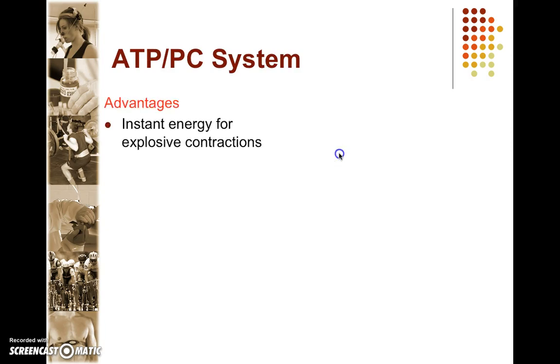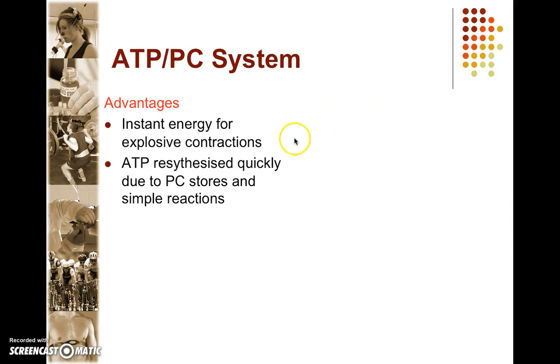And then we have some advantages to it. So instant energy for explosive contractions. So that happens really quickly. The ATP Pc system, that happens really quickly. We don't need to wait for oxygen for any chemical reactions to take place to have energy. We have it straight away.